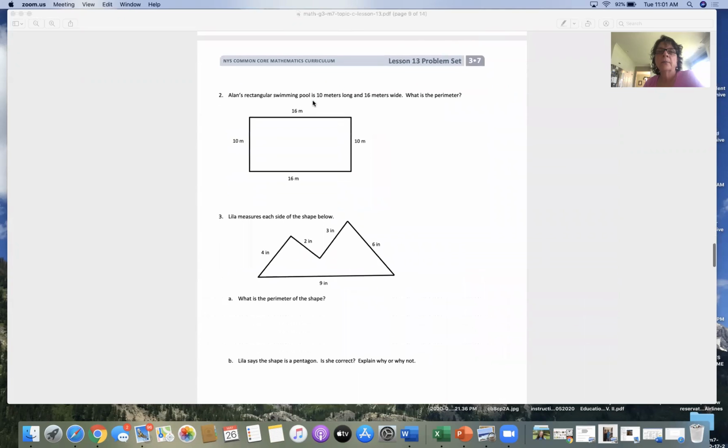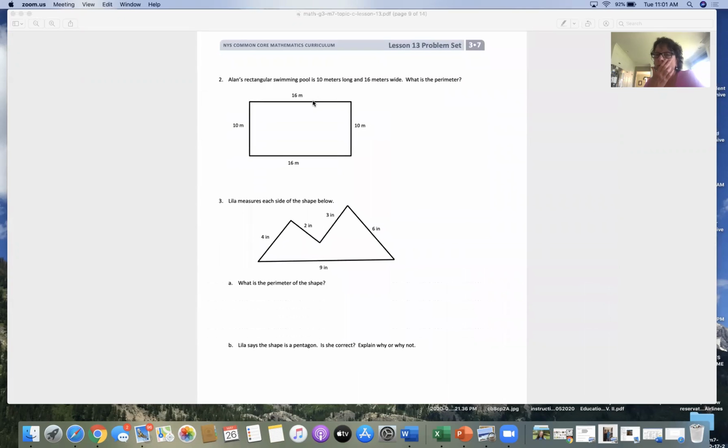Okay. Perimeter is a real life skill, so they've given us a real life word problem and to allow us to use that skill of perimeter. It says Alan's rectangular swimming pool is 10 meters long and 16 meters wide. What is the perimeter? So when I look at this, they did draw me a nice rectangle already.